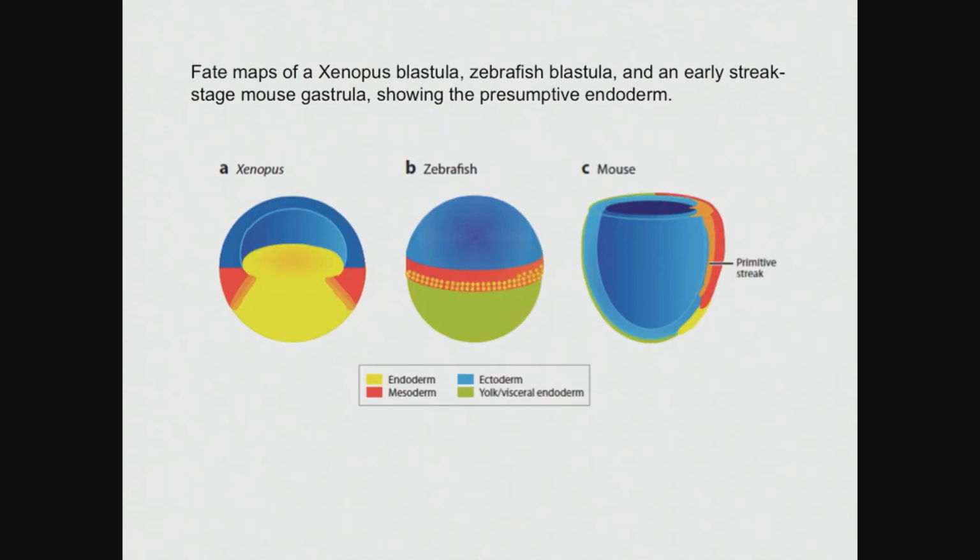I won't spend too much time on this slide, but this is just to give you an idea of some of the key systems we use to study these 3 germ layers. And as you can see, looking at xenopus, zebrafish, and mouse, the organization is quite different between these species. Here we have endoderm in yellow, mesoderm in red, ectoderm in blue, and the visceral endoderm in green. But the organization is quite different between these 3 species.